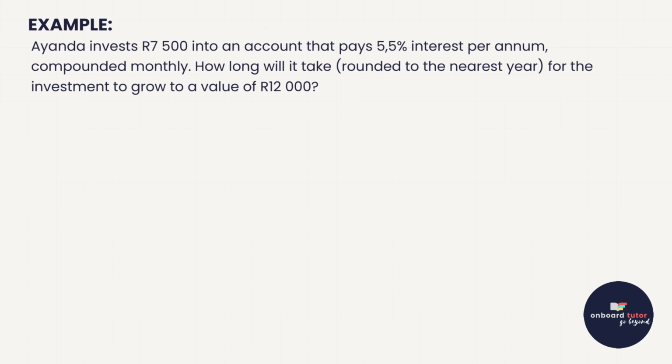Okay, so we need to just work out what's happening here with Ayanda's investment. What I always like to do is start by writing down the formula. So A equals P, 1 plus i to the power of n. Okay, so that's the formula. This should be given to you at grade 12 level on the formula sheet.